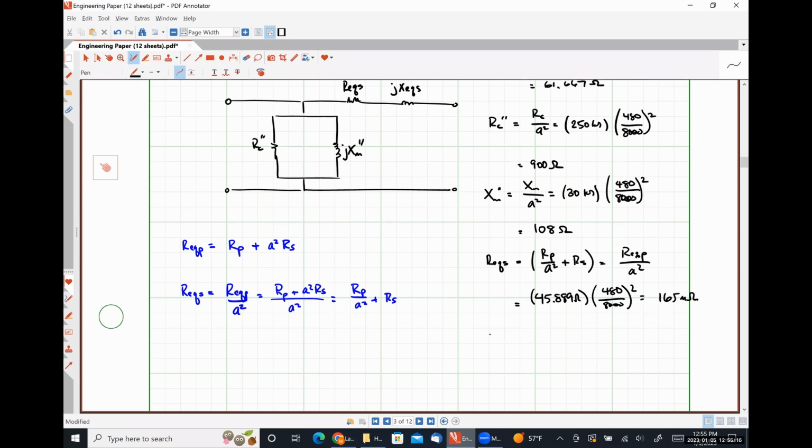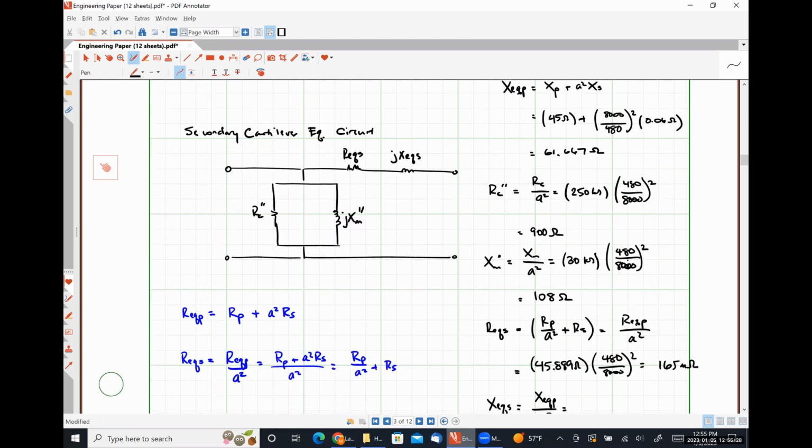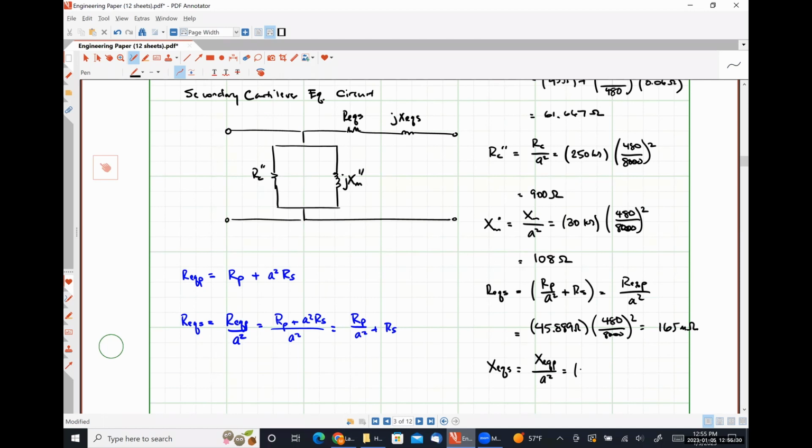And then lastly, we have XEQS. So by the same token, XEQP over A squared is going to be 61.667.